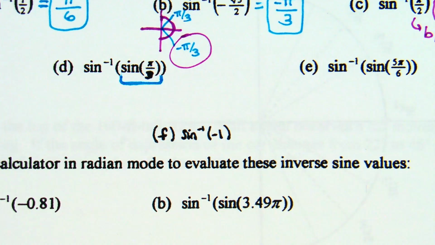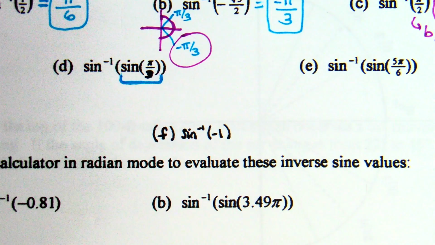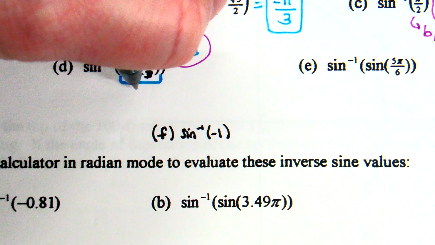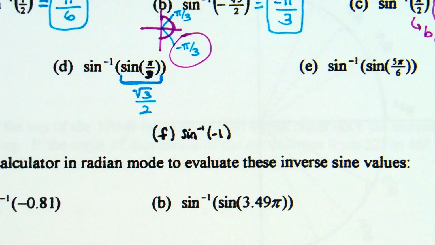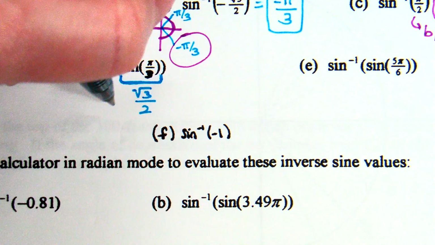So, forget sine inverse for a moment. What is the sine of pi over 3? The sine of pi over 3, according to my chart, is square root of 3 over 2. Correct? So now, what that means is my insides here is equivalent to square root of 3 over 2. What do I still have left on the outside?